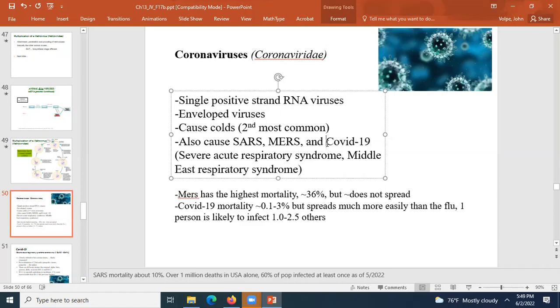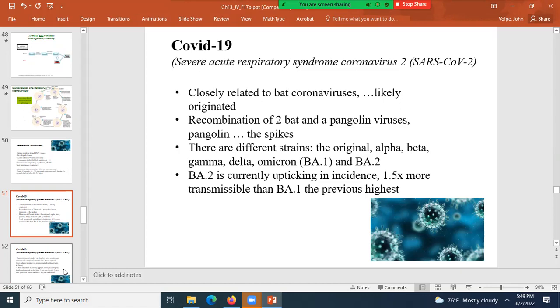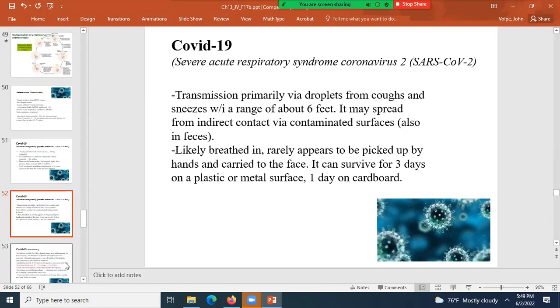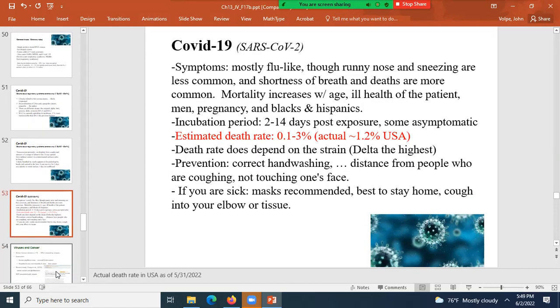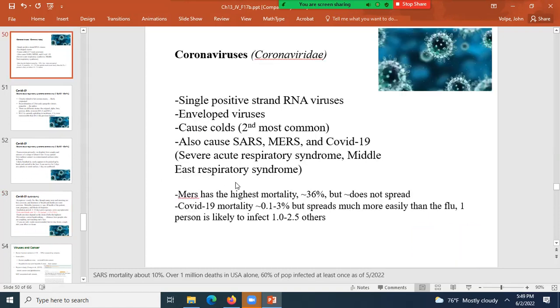A problem with COVID-19 is different strains evolve. Do I have a slide of that? I think I've got a different slide of that. So we'll talk about the different strains on that slide there. And when one strain hits you, that will not protect you from another strain. Is that clear?